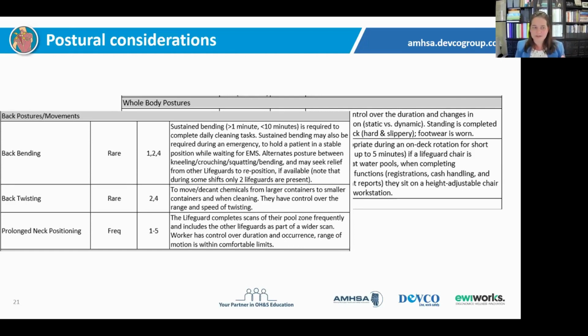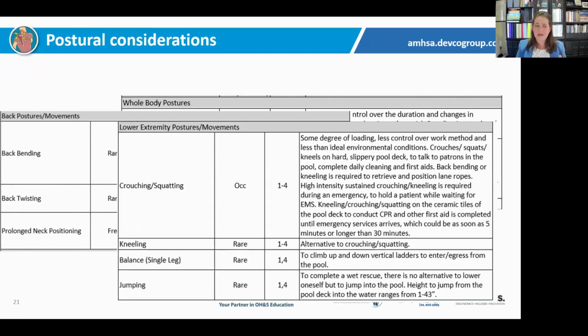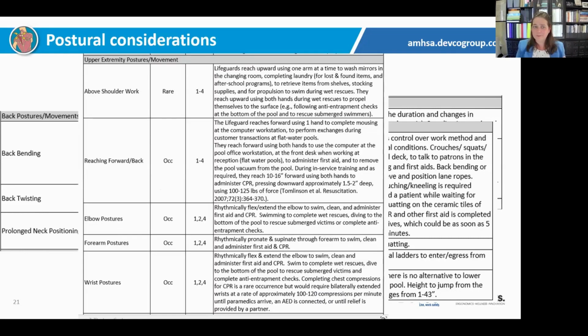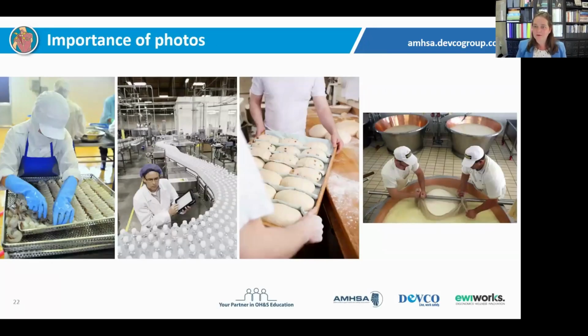Also, back postures. If they're bending forward, backward, twisting, also looking at where the neck is. We also want to look at lower extremity postures. What kind of crouching, kneeling, balancing is required. With the upper extremity, we want to know about whenever the elbows are moving away from the body, what kind of postures, what is required in the job to make somebody need to reach behind them or above them.